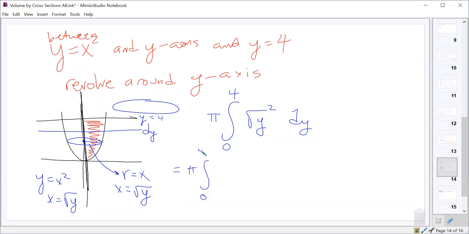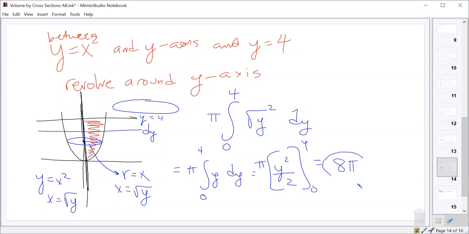So pi times the integral from 0 to 4 of y dy. We have pi y squared over 2 from 0 to 4, which gives us 8 pi.